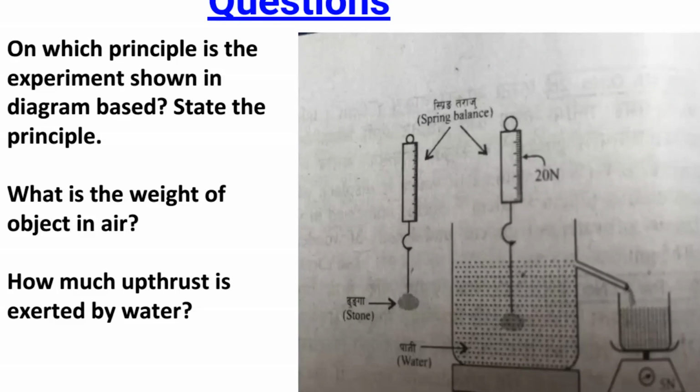So according to the principle given by Archimedes, upthrust is equal to the weight of displaced liquid. From the diagram, we came to know the weight of displaced liquid or water is given as 5 Newton, which is equal to upthrust. So upthrust is equal to the weight of displaced water, and in place of the weight of displaced water, you can write 5 Newton. Means upthrust is also 5 Newton. Got it? So did you understand the question?